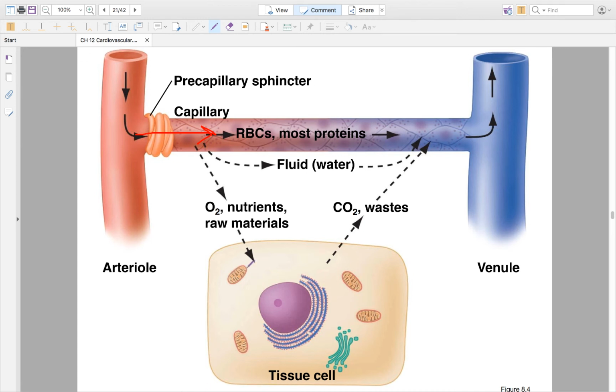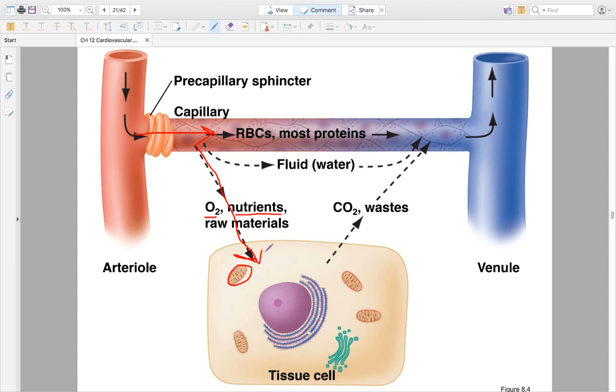Remember, our cells have the mitochondria, and they need lots of things to run cellular respiration. Specifically, they need oxygen, they need nutrients such as glucose, they could use fats, proteins, any raw material. So this is kind of the good stuff coming in, right?